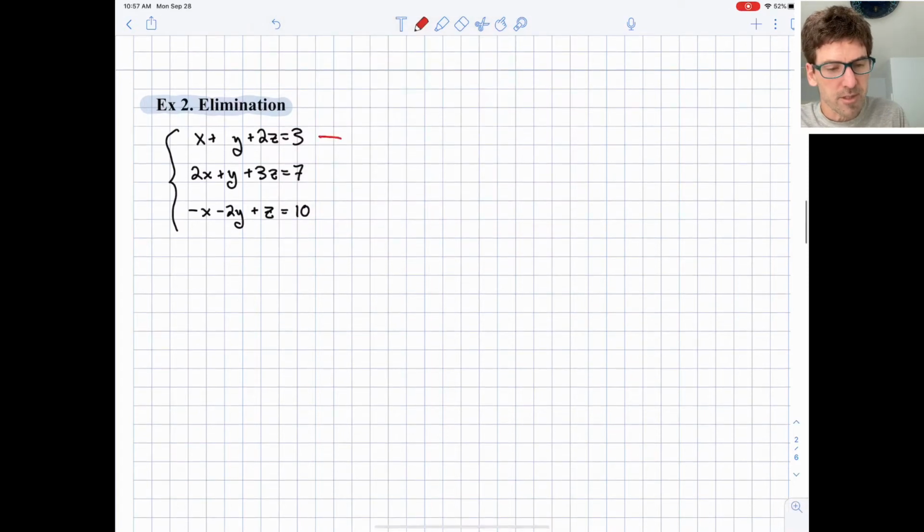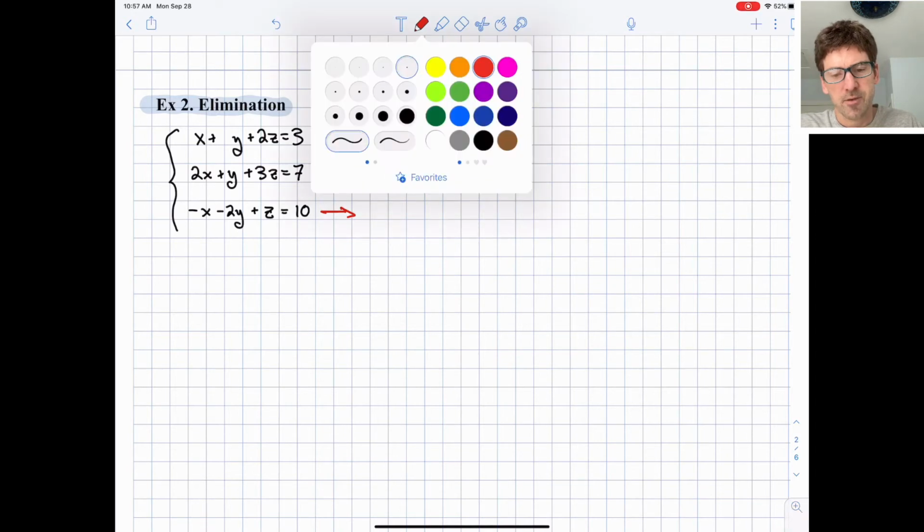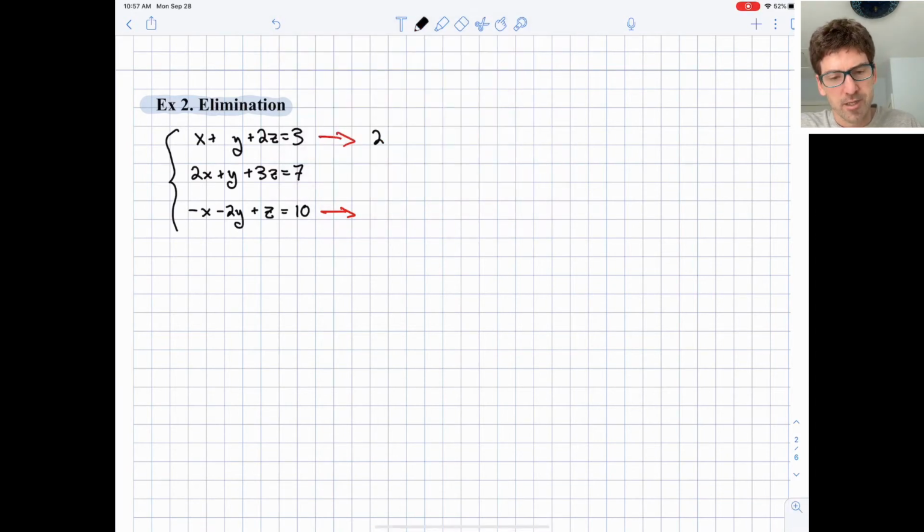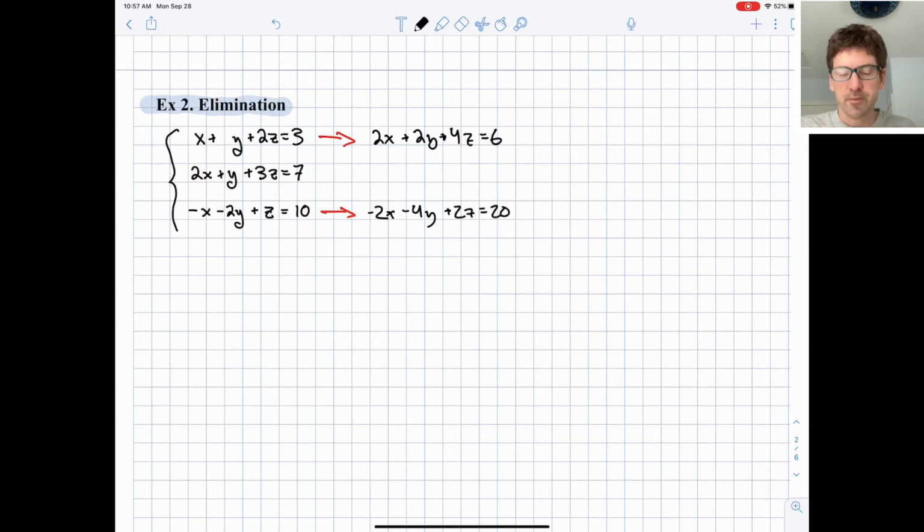So I am going to multiply the top and the bottom equations each through by 2, and I think you'll see why I'm doing that in a second. So I end up with 2x plus 2y plus 4z is equal to 6. And for my bottom equation, I'll get negative 2x minus 4y plus 2z is equal to 20. And I can just bring my middle equation over so I have a fully new set of equations that work. 2x plus y plus 3z equals 7.